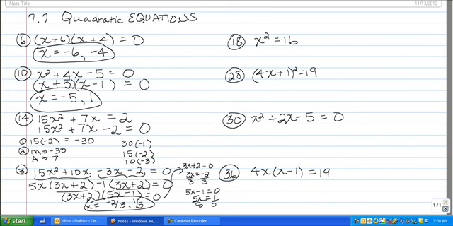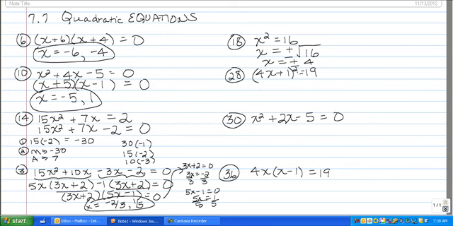Okay, starting with 18, we're to use the square root property, and we're only to give real number solutions. So we take the square root of both sides, and when we do that, we insert the plus or minus over on the right. The square root of 16 is 4, so we get plus or minus 4.